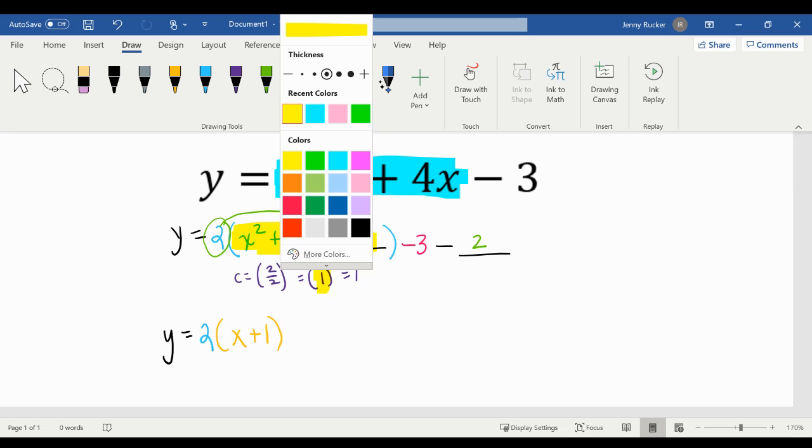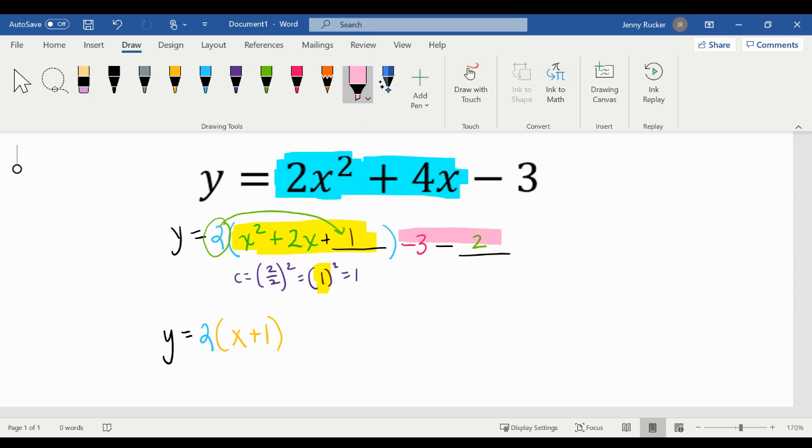And then we're going to take these last two terms, the negative 3 that was a part of the original equation and the minus 2 that we had to use to maintain equivalence when we added this plus 1 in, and we're going to combine those, so it's going to be minus 5. So our vertex form is y equals 2 times x plus 1 squared minus 5.